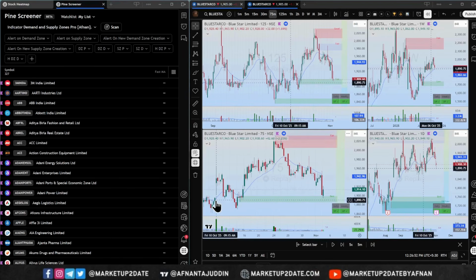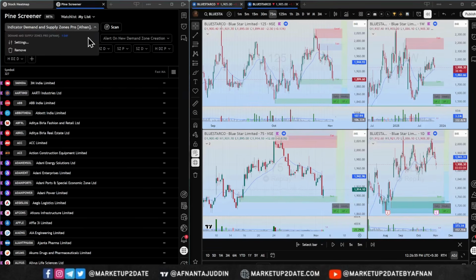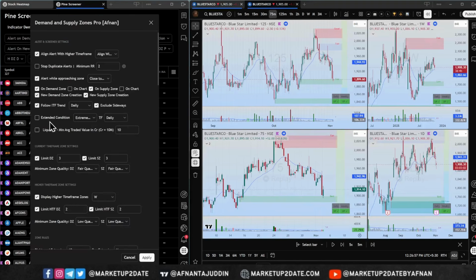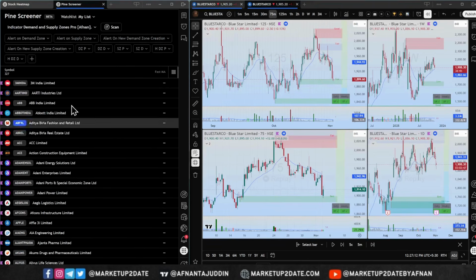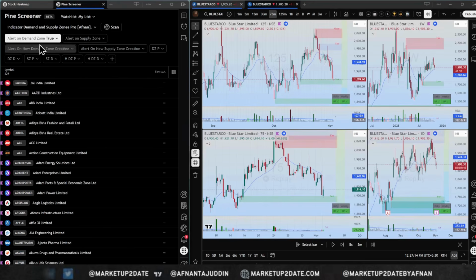Inside indicator settings, turn on follow intermediate time frame trend. Daily time frame is fine for ITF. Enable exclude sideways for only uptrending stocks. Weekly time frame is by default selected as a higher time frame. Click apply. Turn on alert on demand zone.